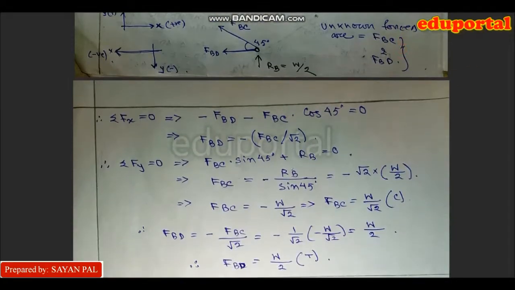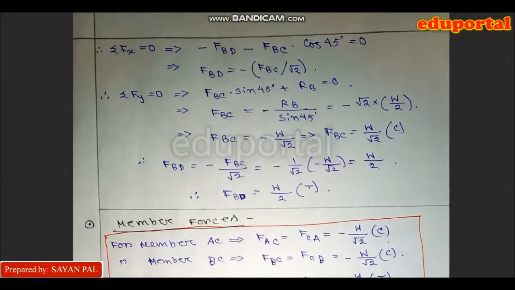We take at the joint summation Fx equal to 0. So minus F_BD minus F_BC cos 45 degree. Why minus? Because F_BD is in the minus x direction, and F_BC cos 45 degree is also minus, because F_BC is in the minus x direction. That's why it is also negative. So from here we get F_BD is equal to minus F_BC by root 2. And now we have another equation, summation Fy equal to 0.